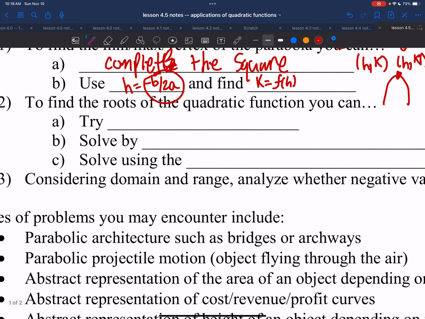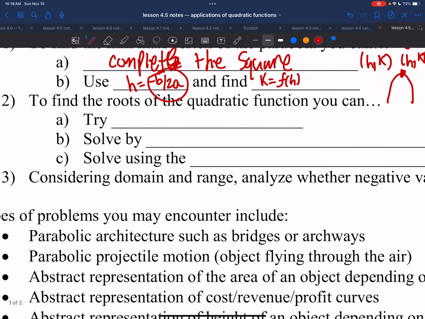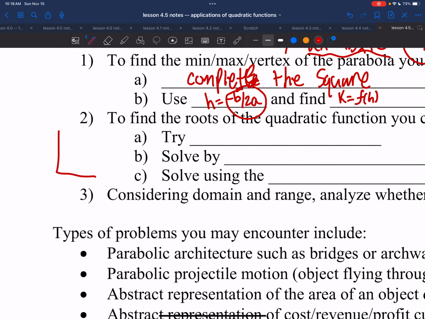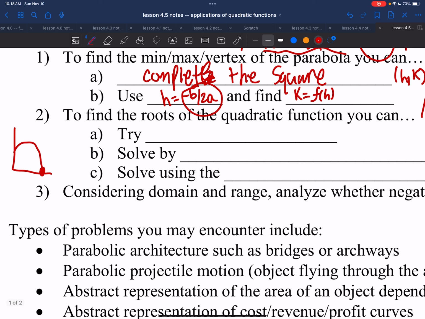Okay, but then maybe I'm interested in finding the roots, right? Maybe I'm interested in finding where a parabola hits the x-axis, like hitting the ground or canceling out. Maybe I have a revenue function that makes no money. I'm looking for when the quantity I'm interested in is going to be 0, because that's what a root is. It's what makes y equal 0. So I could try factoring.